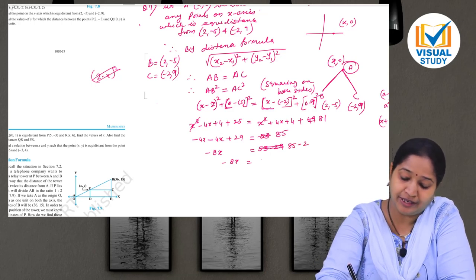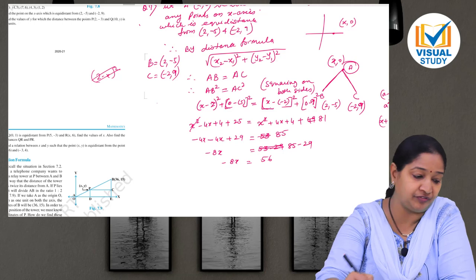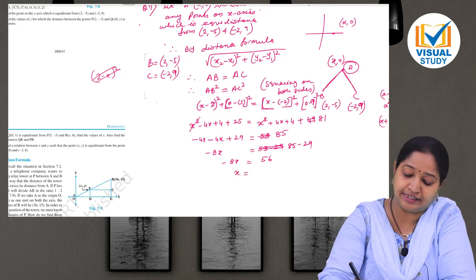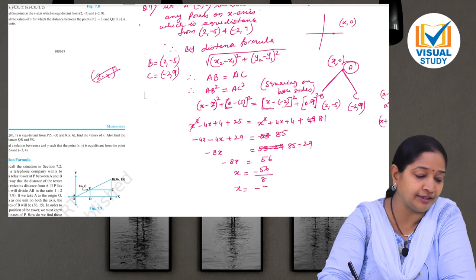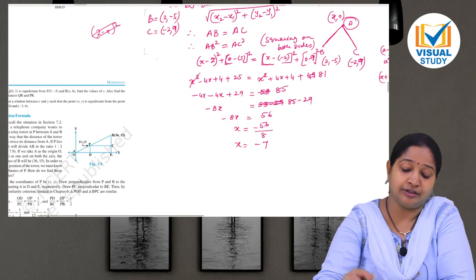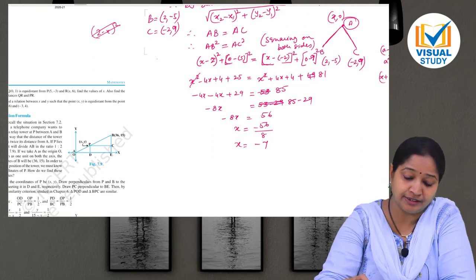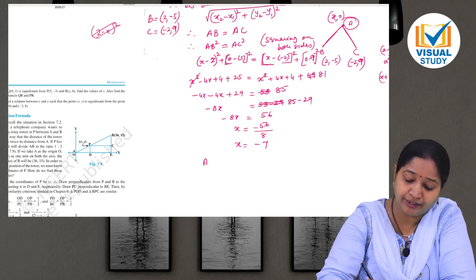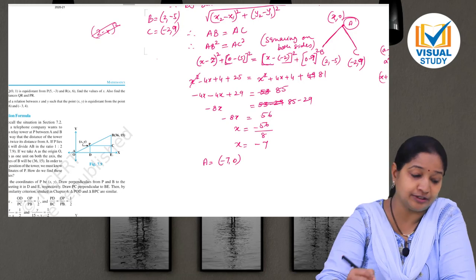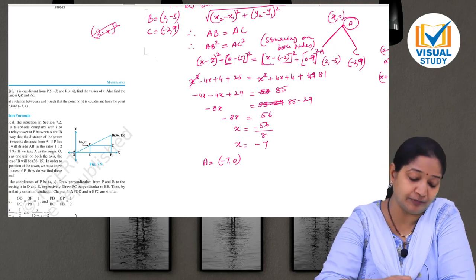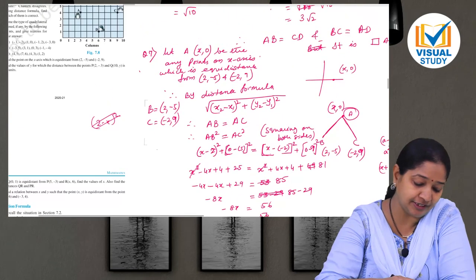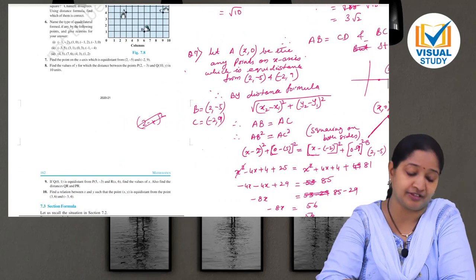So 85 minus 29, I get 56. So x is equal to 56 upon 8, and x is equal to minus 7. I got the point x equal to minus 7. So what is our point A? That is (-7, 0). Hence the point equidistant from the given points is (-7, 0). Point A is (-7, 0).